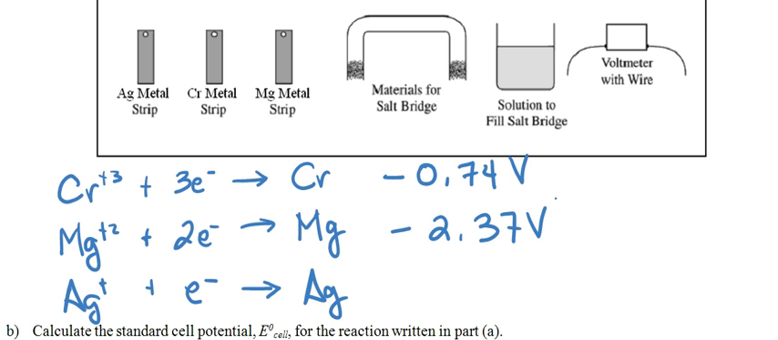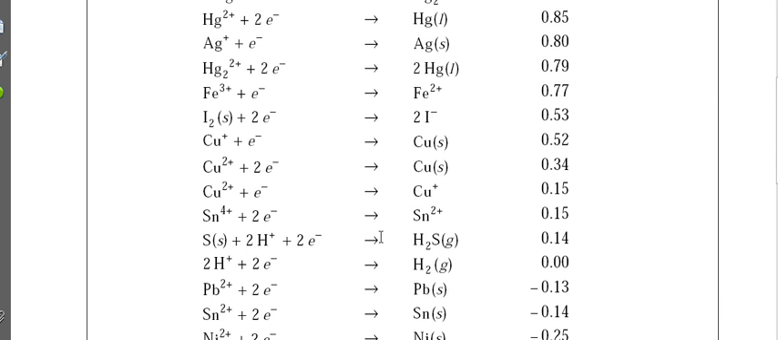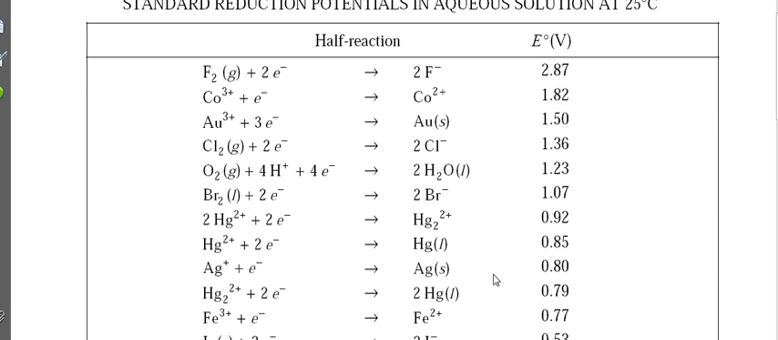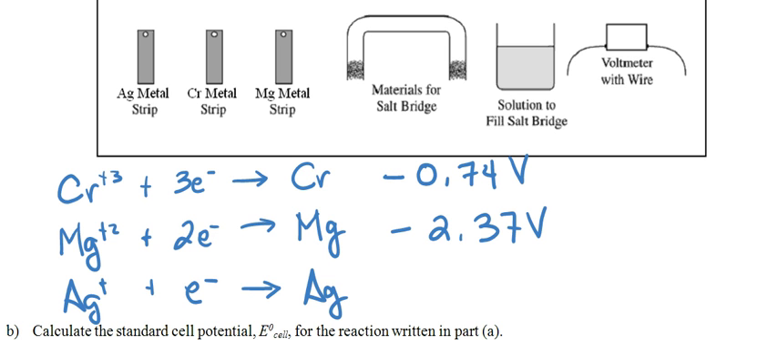And then the last one, the silver, we have to go a little higher on the chart, near the top here. And silver with a +1 charge, accepting an electron and forming silver solid, has a positive 0.8 voltage. Okay, so here's our data. And again, we were just looking at the standard reduction potential sheet and making notes.